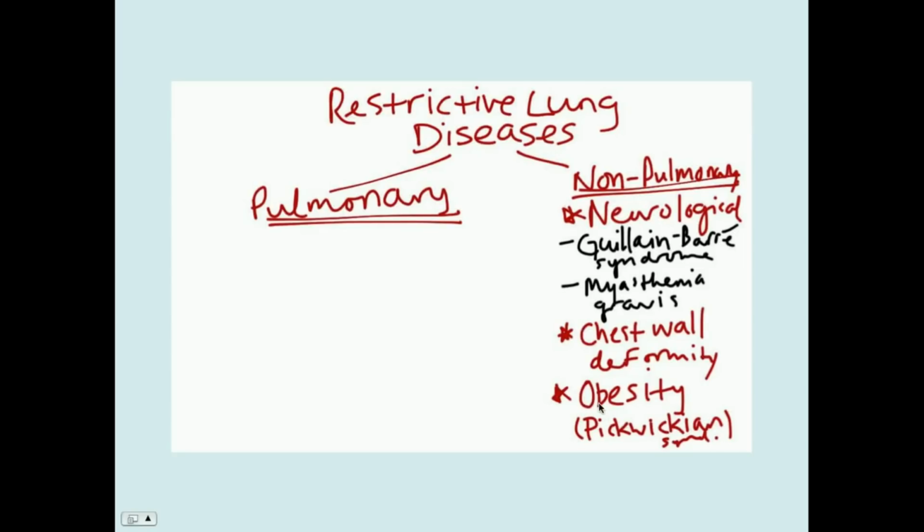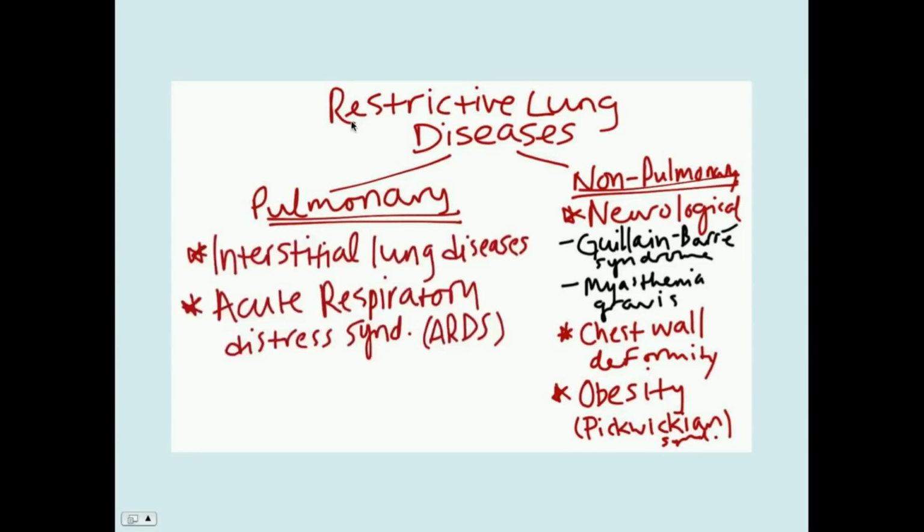Okay, so what are we going to talk about the most? We're going to talk about pulmonary causes of restrictive lung diseases. These are the interstitial lung diseases, which make up the biggest category. Interstitial lung diseases are diseases that affect the interstitium. So they affect the lung parenchyma. They affect the transfer of oxygen from the alveolus to the capillary.